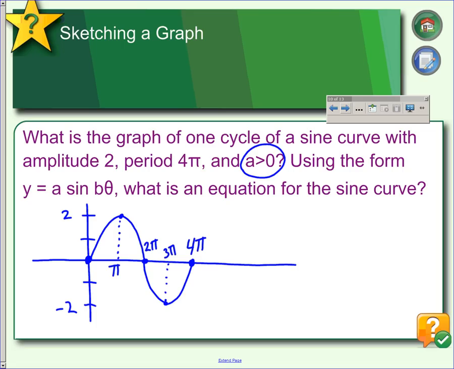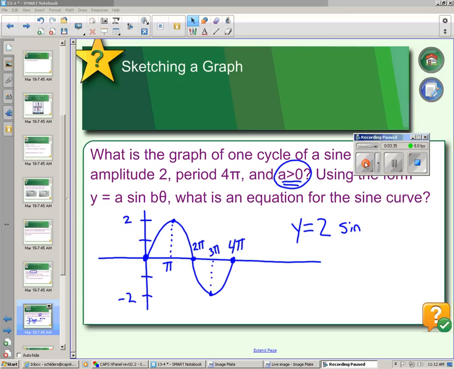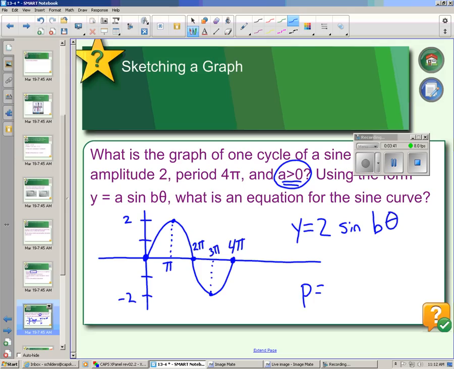The equation then would be y equals 2, because that's the amplitude, and it's a positive 2 because they tell us that A is greater than 0. And then we would have sine of b theta here. We know that the period of the function is calculated by doing 2 pi over b, and we know that the period of the function is 4 pi.